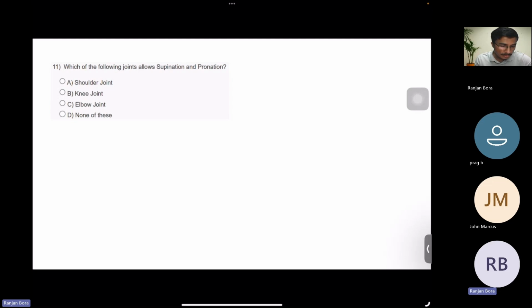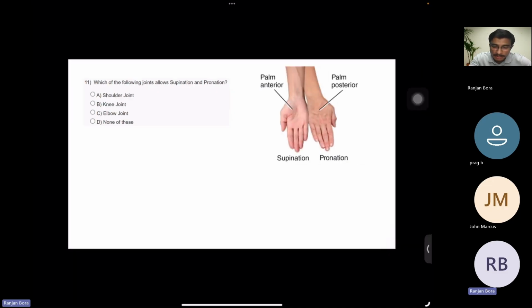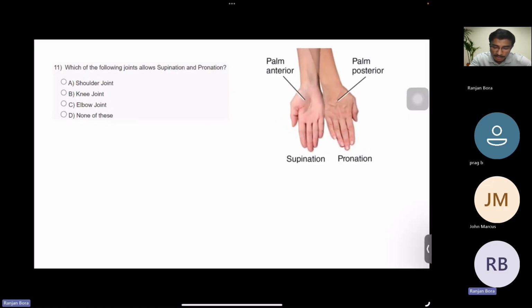Coming to this question, which of the following joints allows supination and pronation? Not the knee joint. It is related to the elbow joint. Here you can see these two motions are called supination and pronation. Yes, the elbow joint is right.